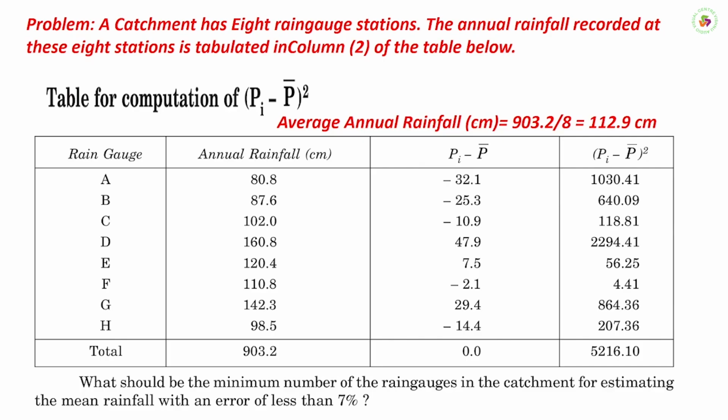Some problem I have taken. A catchment has 8 rain gauge stations: 1, 2, 3, 4, 5, 6, 7, 8. The annual rainfall recorded at each station is given to you, tabulated. Then what does he want? What should be the minimum number? Minimum number means this is nothing but the optimum number.